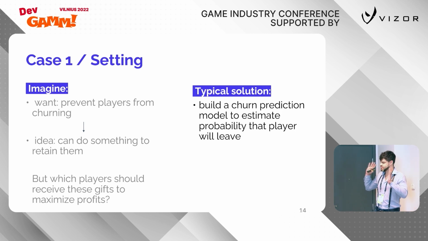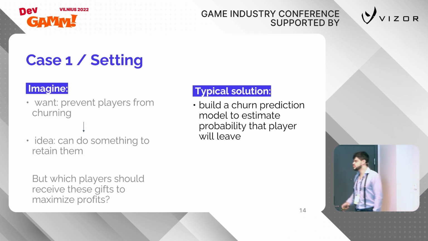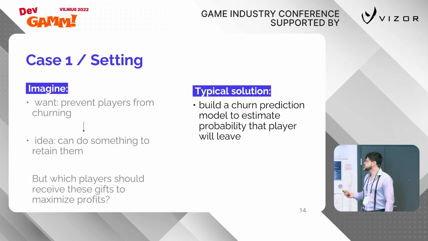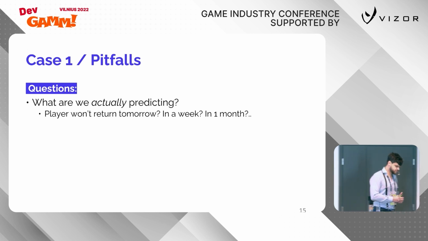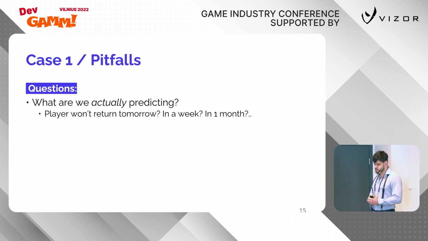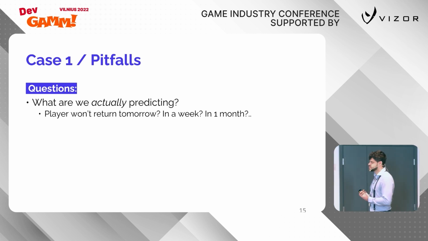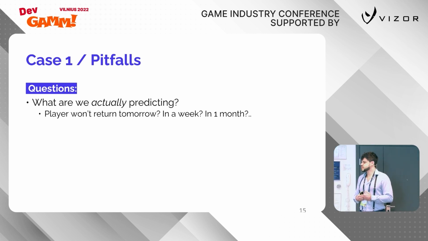Okay, so usually when you are encountering this task, you have some churning players, you want to send gifts. The typical answer is, okay, let's build a model that will say who is going to churn. But the problem is that churn is not a well-defined thing, right? Because when you are building a churn model, you want to tell it what churn is, right?